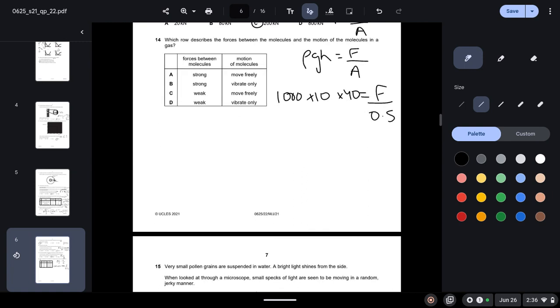Which law describes the forces between the molecules and the motions of the molecules in a gas? So we know that in a gas the forces between molecules is weak and the motion of molecules is that they are moving freely. So C.